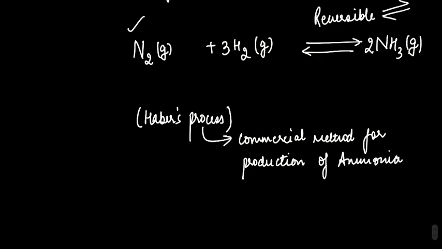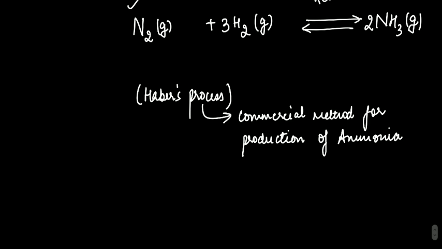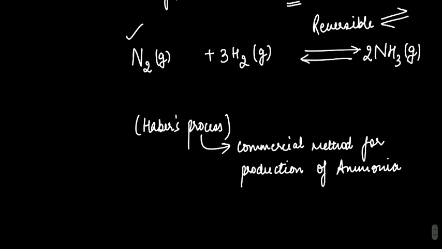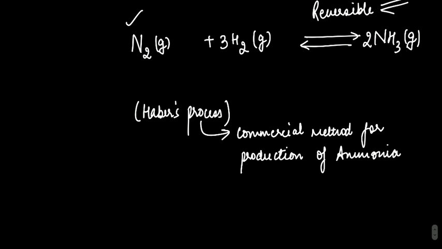Now there are certain issues with this equation. These issues are what I'm going to write, and the solutions that we try to find, because manufacturing ammonia from nitrogen and hydrogen is not that easy a task. It's difficult, because they both are in the gaseous state. We need to maintain the temperature, we need to maintain the pressure also.